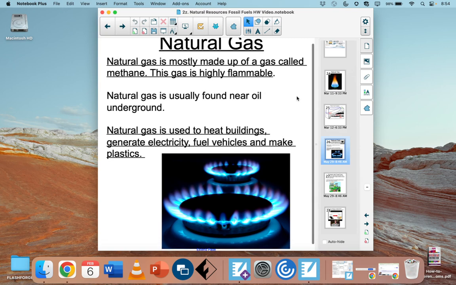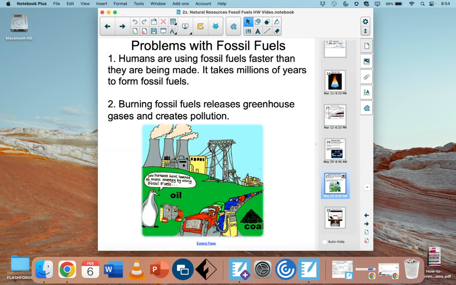And we use it not only to cook, but we also use it for heating buildings. Sometimes we use it to generate electricity in the same way we use coal for. Some natural gas fuels vehicles, and we use it for making plastics as well.